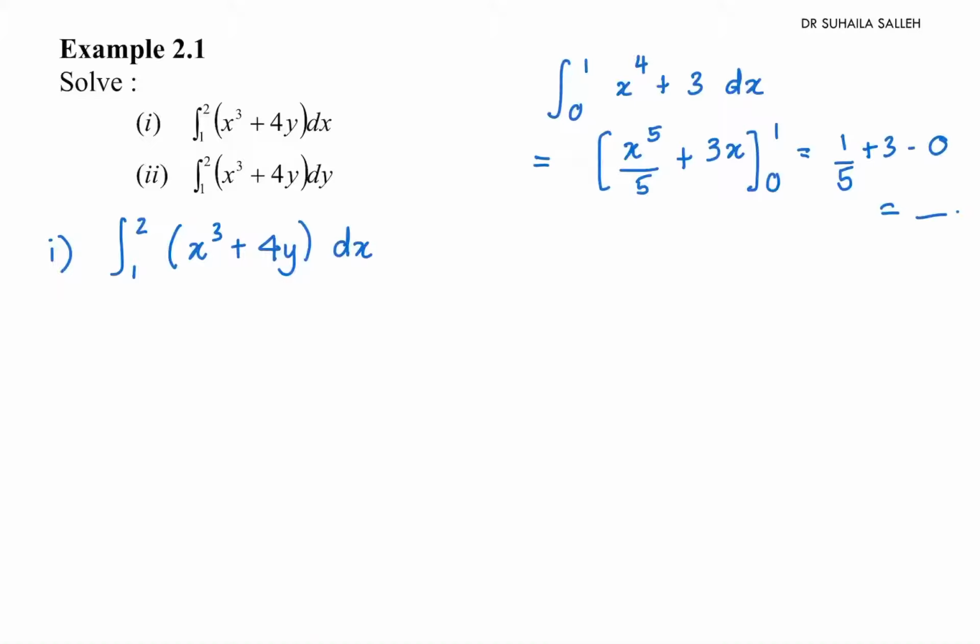Alright, now let's do our example again here. So we are integrating x power 3 plus 4y with respect to x. Alright, so y will be taken as constant. So x power 3 will be x to the power 4 over 4 plus 4y. 4 is a constant, y is a constant, so therefore you add one independent variable here. And in this case, it's x. Alright, so that is between the values of 1 and 2.